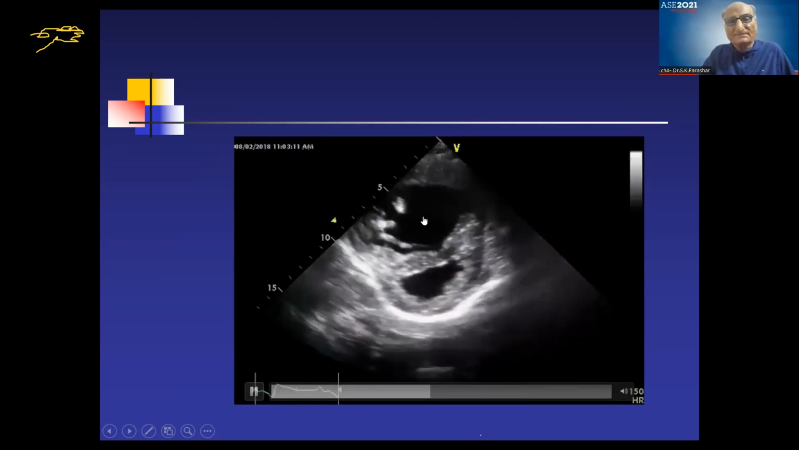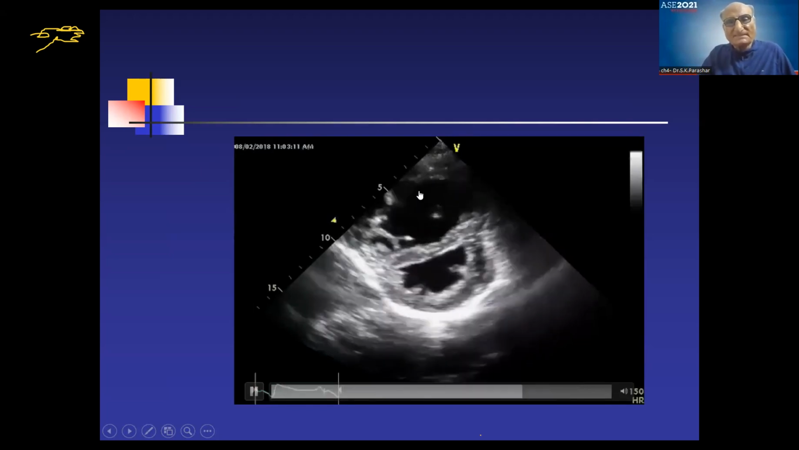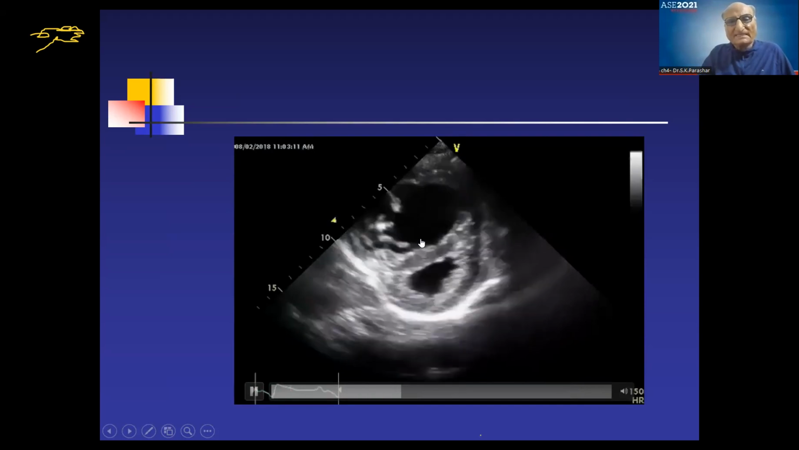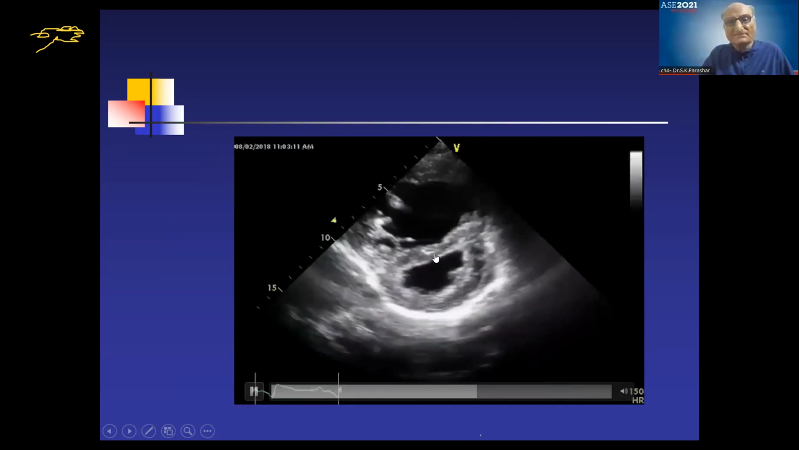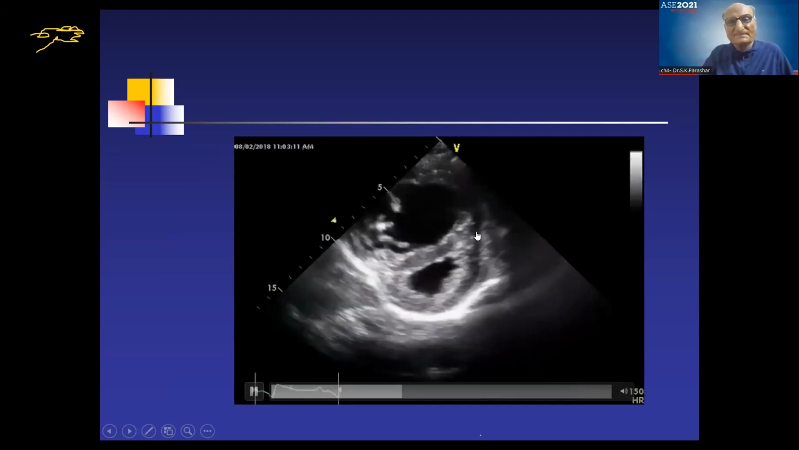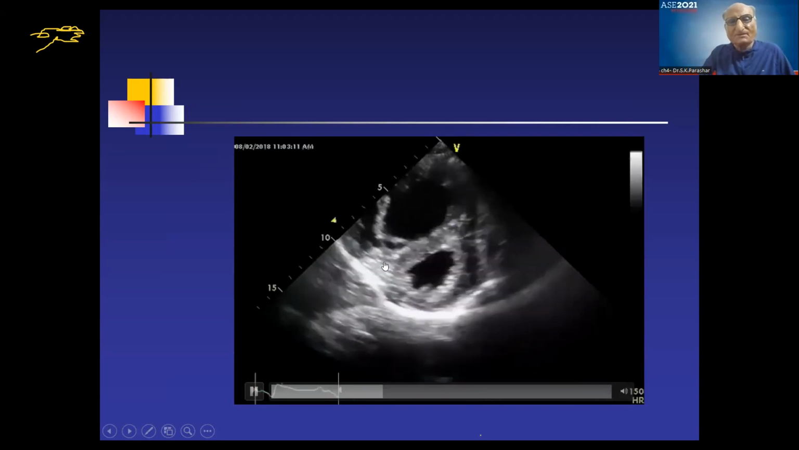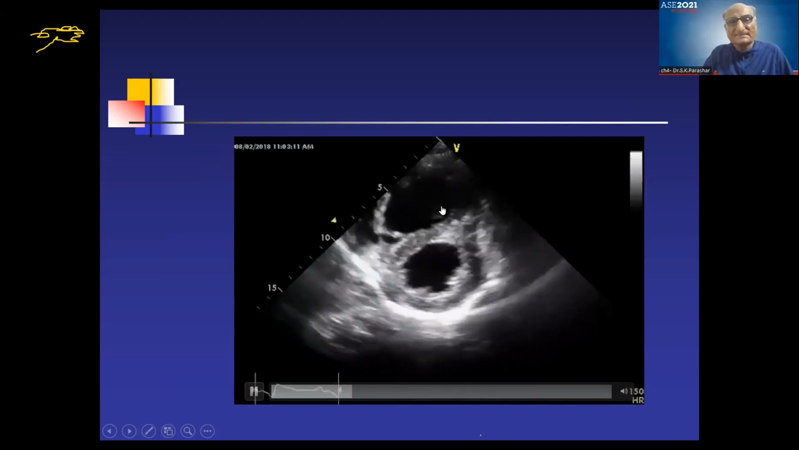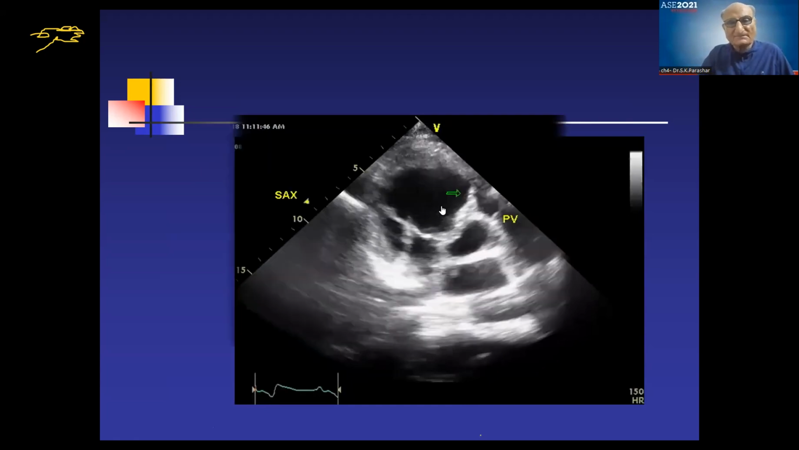toward the right ventricle. But when the right ventricle pressure is increasing, it is pushing the septum back toward the LV. So this is known as flattening of the septum or a D-shaped septum. Always this sign indicates that there is a significant increase in RV pressure.